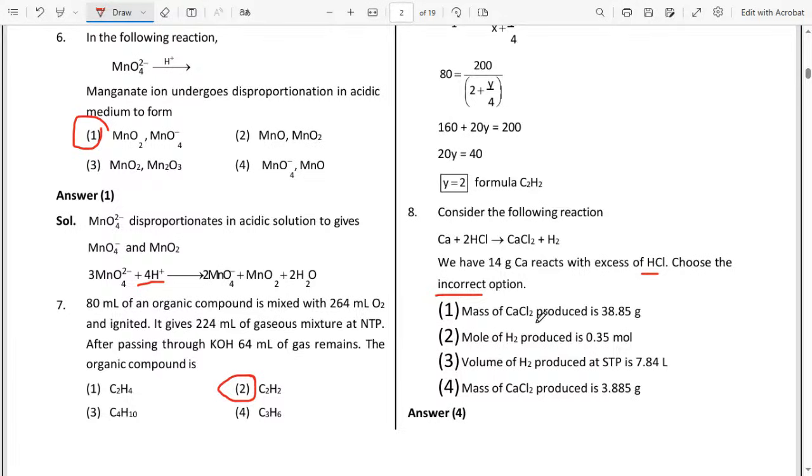Mass of calcium chloride produced is 38.85 g. Moles of hydrogen produced is 0.35 mole. Volume of hydrogen produced at STP is 7.84 liters. Mass of calcium chloride produced is 3.885 grams. So the incorrect option is this, students. Option 4 is the answer, students.